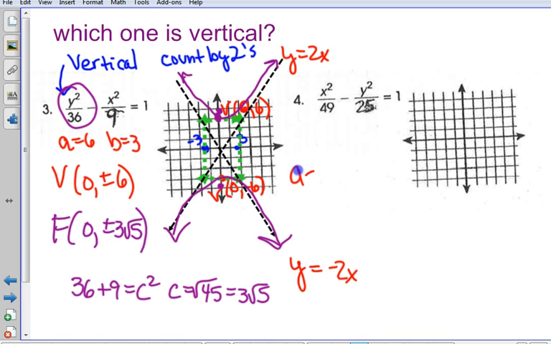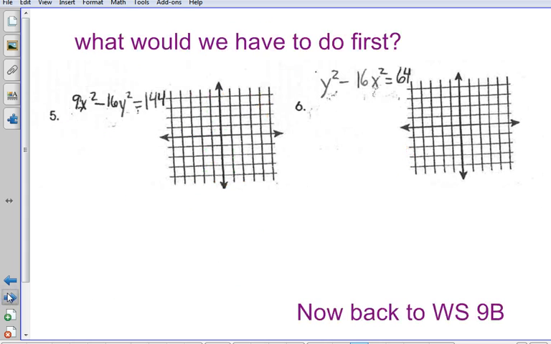Okay, the asymptotes are at y equals plus or minus a over b or b over a x. In our case, a is the one underneath the y, so it was a over b. Change in y over change in x. That's just the way I remember it. Slope. All right. What do you have to do first on these? I'm not going to do any more, but what would you have to do first?